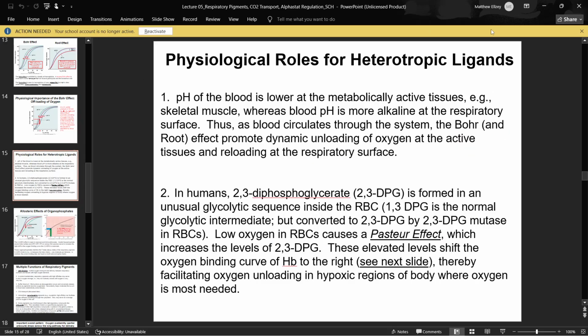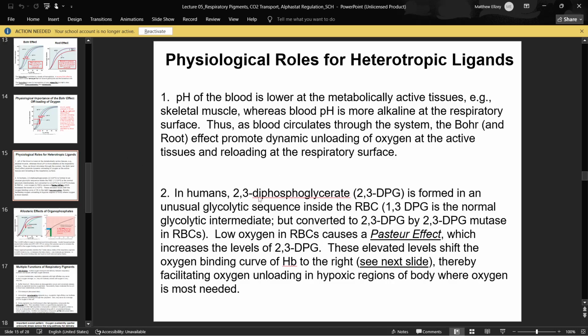Okay, so this is kind of just a repeat of what I said, but we'll go ahead and read it out. The pH of the blood is lower in the metabolically active tissue like skeletal muscle, whereas the pH is more alkaline at the respiratory surface. Thus, as blood circulates through the system, the Bohr effect promotes the unloading of oxygen at active tissues and reloading at the respiratory surface. So basically what I said about the lungs and the tissue, like muscle.